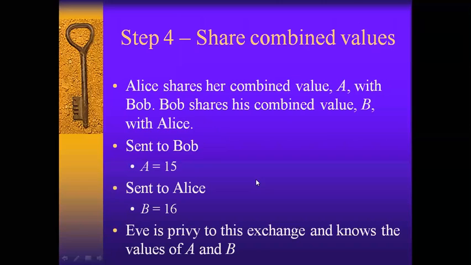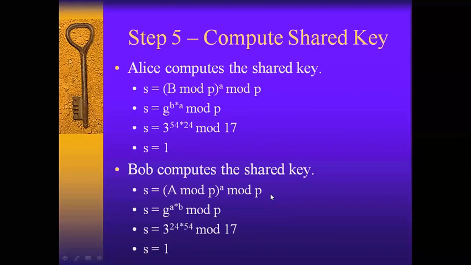So once it has been done, now what is the next step? You have to share the combined values. So now Alice has shared the combined value towards your Bob. What is that value? She has shared the A value as 15. And what is the value B has shared? He has given the value as 16. So now this A and B value was private to your third party and it has been shared among your Alice and Bob. So in this way, you are going to share the values.